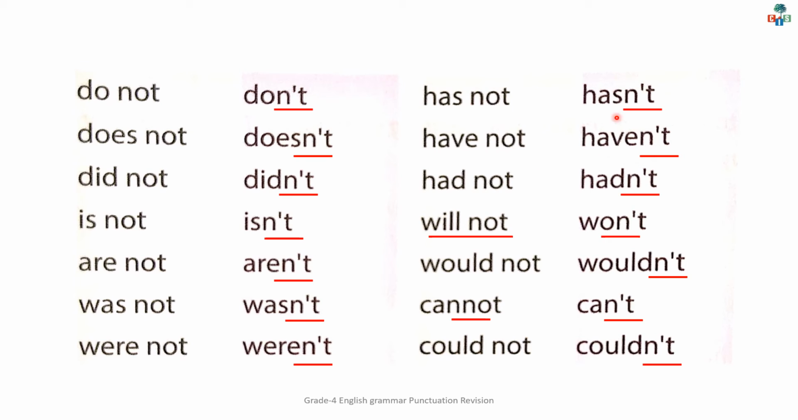Has not, hasn't. And one more thing, cannot. In this, you have to write only one N. And you have to omit this letter O, and in that place you have to use an apostrophe to make a contraction. So children, go through this table. It will be helpful to you to solve the worksheet.